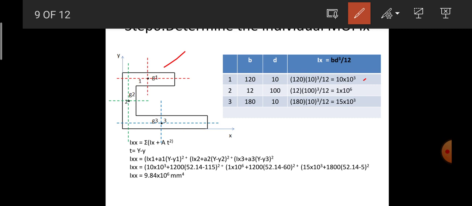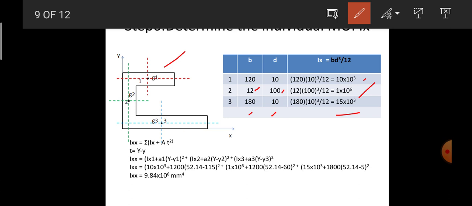Similarly, for the second rectangle, horizontal dimension is 12, vertical dimension is 100. If I calculate that, it comes to be 1 into 10 power 6. For the third rectangle, 180 is the horizontal dimension, vertical is 10, so it comes to be equal to 15 into 10 power 3. So this is all about calculation of Ix, that is moment of inertia Ix for the individual rectangle.